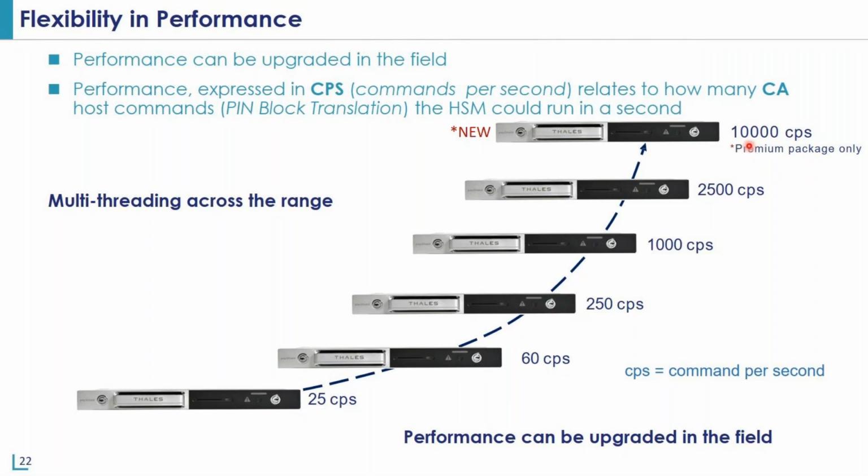So this performance can be upgraded in the field. Let's say you have purchased a performance level of 25 commands per second. Now you want to get 1000 commands per second support. It is possible. The licenses can be applied during your product life cycle and they can be upgraded in the field as well. So the different models we have are 25, 60, 250, 1000, 2500 or 10,000 commands per second support. This one is the latest one which we have added. Previously it was up to 2500 commands per second.